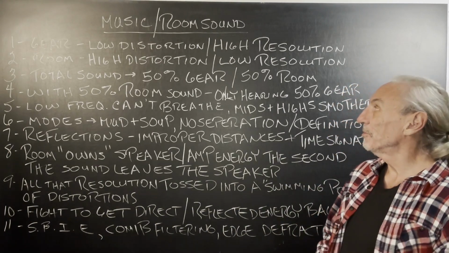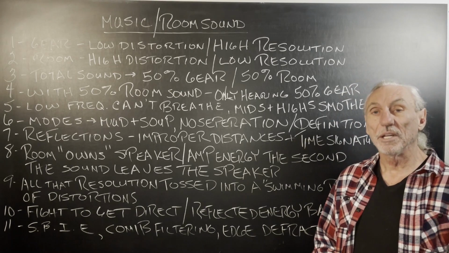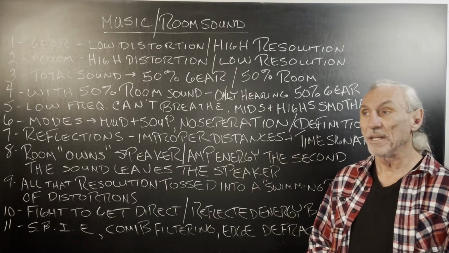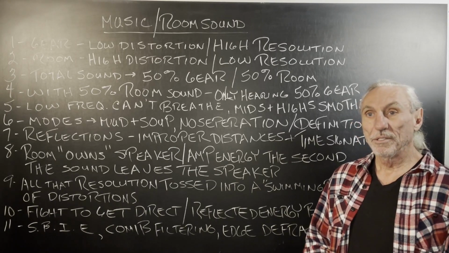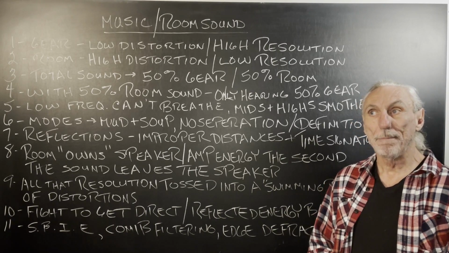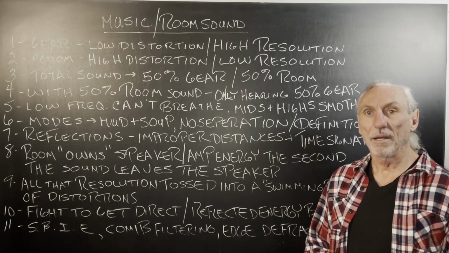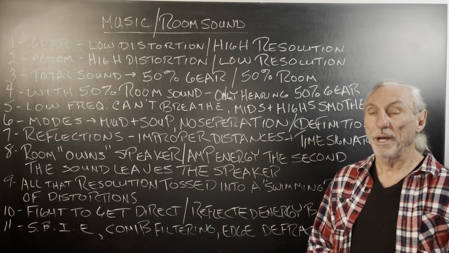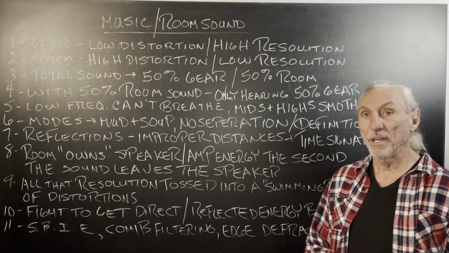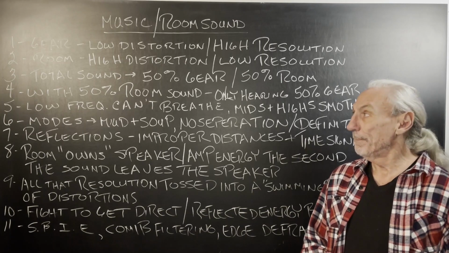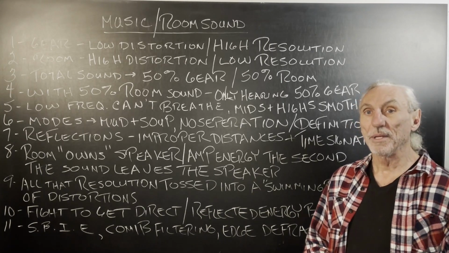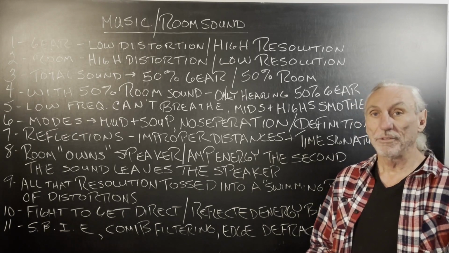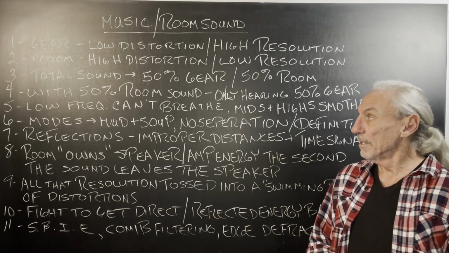Gear: low distortion, high resolution. Gear's come a long way in the last 15 or 20 years since I purchased any. Speakers have come a long way. Amplifiers, I like Class A stuff, so I don't know. Seems as good as it was when I was younger and had Class A amplifiers. Seems to be pretty much the same to me. Speakers have improved, cables dramatically, all kinds of conditioning for power and things like that.